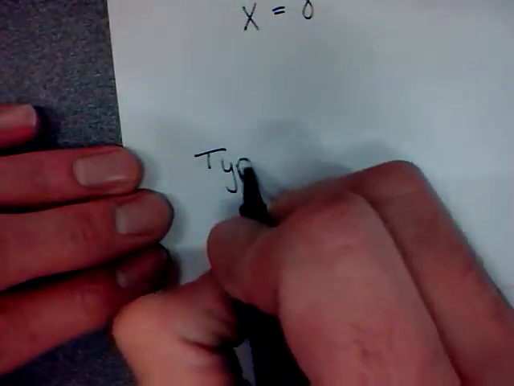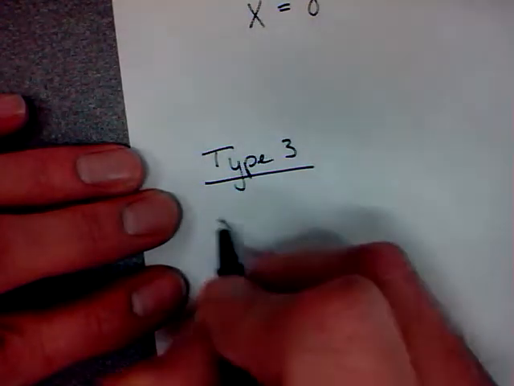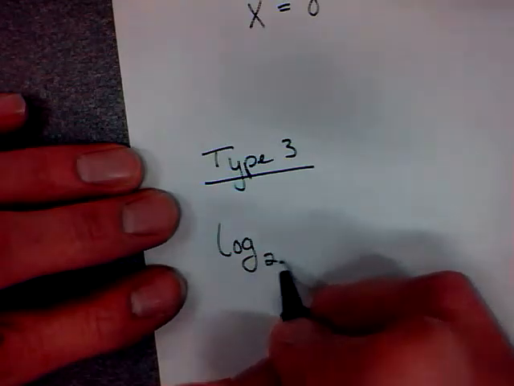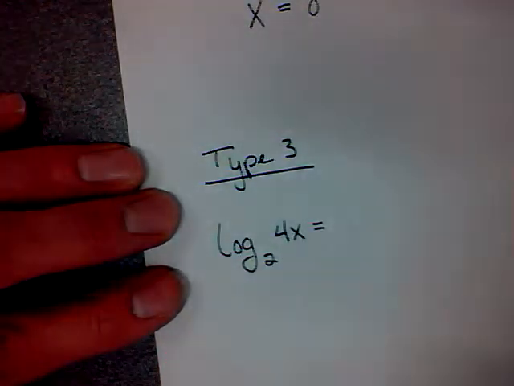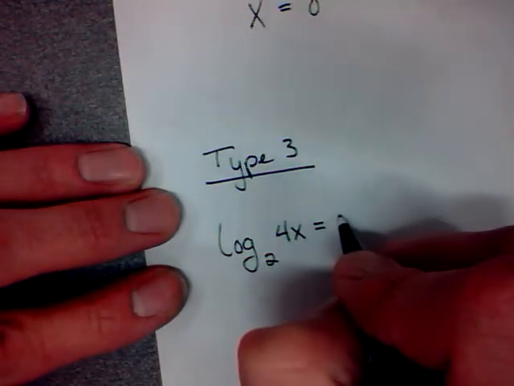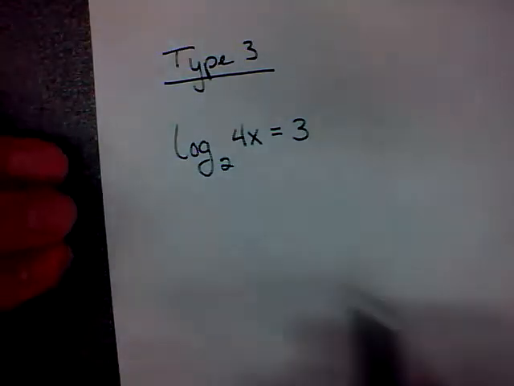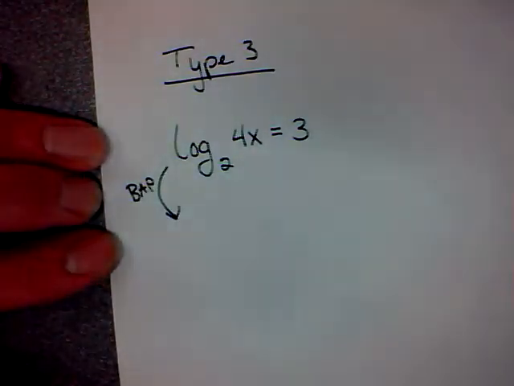Type 3 would be if you had a log at the beginning. Log, let's say base 2 of 4x equals 3. So in this case, you're going to BAP, but you're going to go the other way.